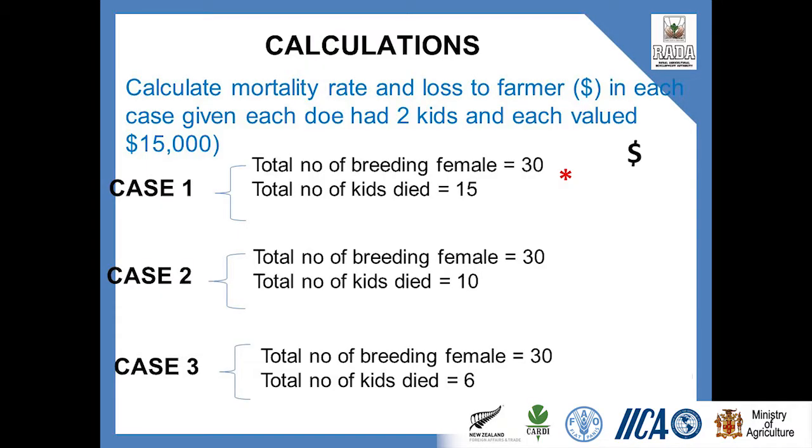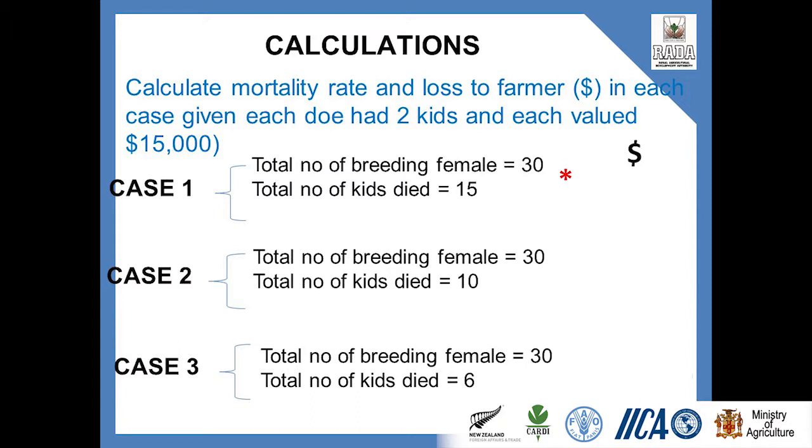Right? So, this is a farmer. We're going to say on average all the does that he had were twins. They gave twins, and he's going to be selling these kids, each of them at $15,000. Total number of breeding females: he has 30 breeding females.